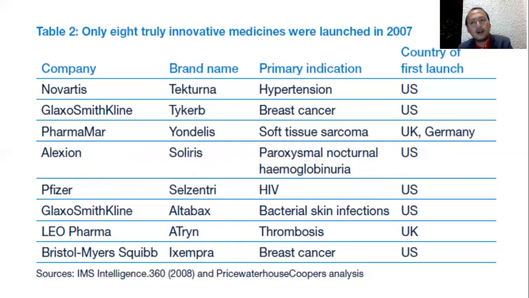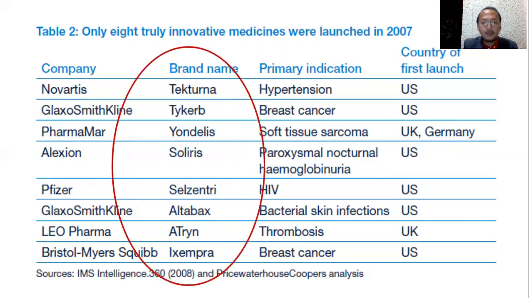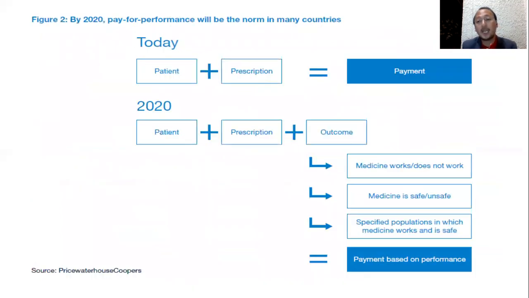Then, for example, a certain innovative product will be launched by a pharmaceutical company for COVID-19. So that's really part of the innovative medicines for 2020. Now, that's some of the branded medications that we have. And in this particular figure, it mentions that in 2020, pay for performance will be the norm in many countries.